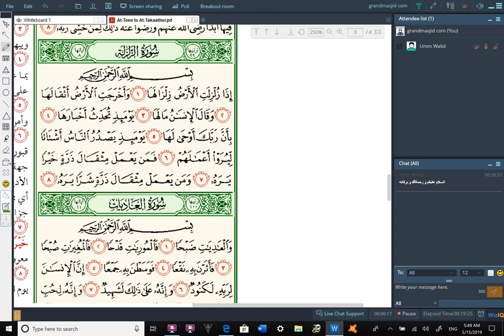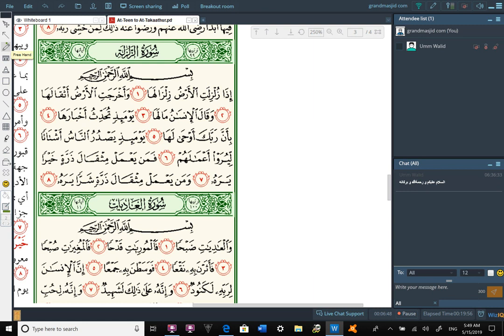In this ta here, this ta is a ta ta'nith sakina, showing us that ard is a feminine word. And the kasr on that ta is for reading purposes. We cannot have a sukoon on the ta and a sukoon on this lam here. We have to have something in between, right? إِذَا زُلْزِلَتِ الْأَرْضُ. When the earth is shaken.